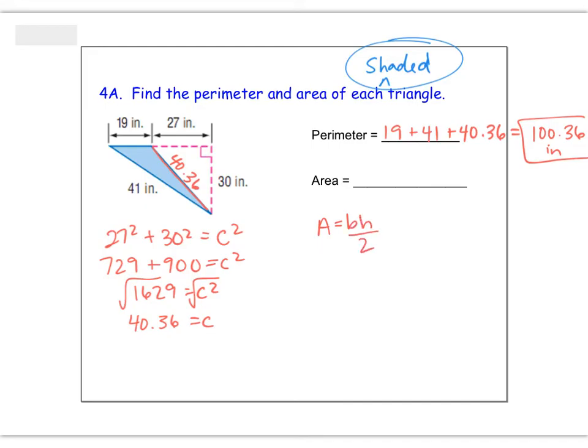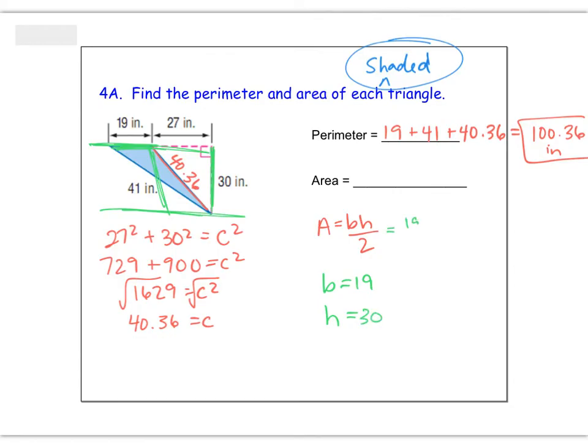So here's the trick. What is the base of the shaded triangle? If you're saying 19, you are correct. The base is 19. What is the height of the shaded triangle? This is odd, but it's actually the 30. If you imagine sliding that over, the height between the top and the bottom is 30.